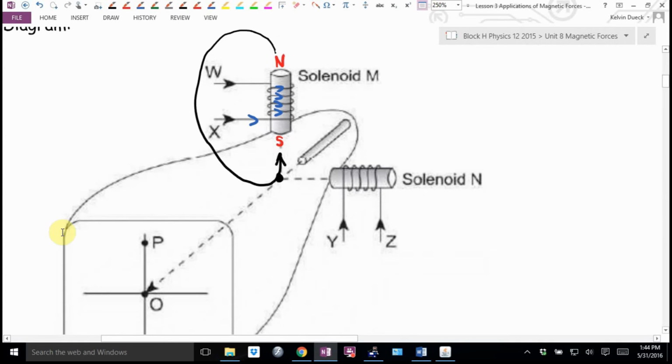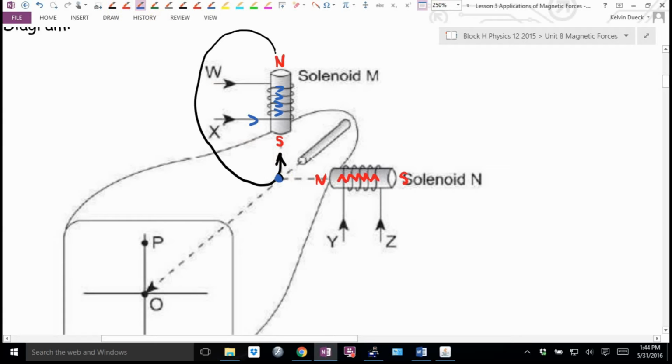What about solenoid N? If I look at solenoid N, and I know on your diagram it's tough to tell, but I think the current is going this way. I think if I hold solenoid N, I have to hold it this way, not this way. Sorry for those of you watching on YouTube. Which way is my thumb pointing? To the left. So I'm going to argue there's a north pole here, a south pole here.